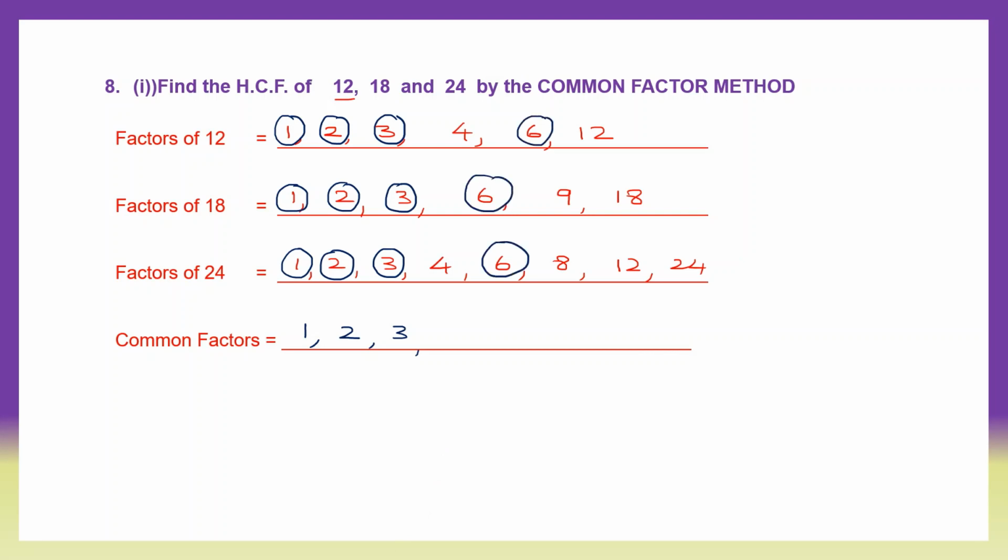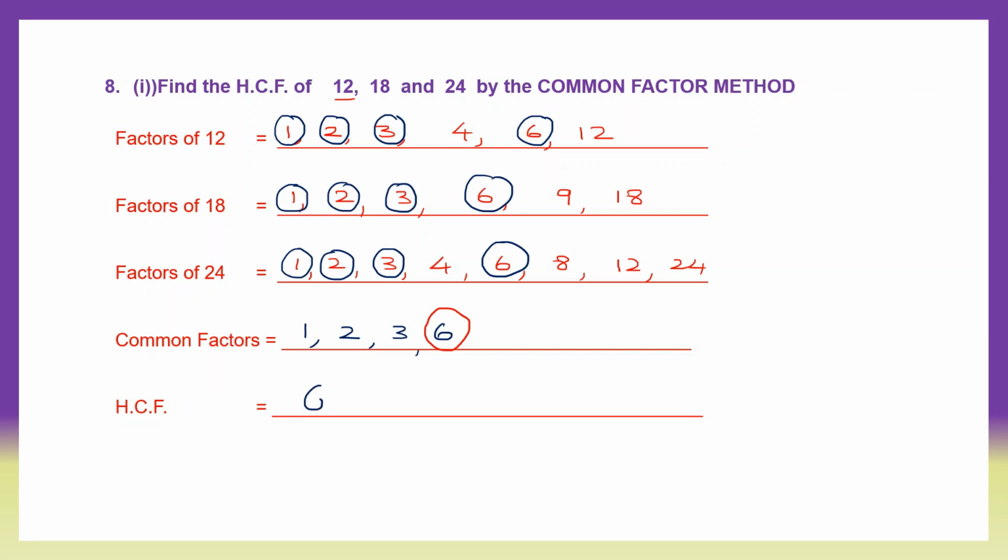Okay, so let me write down 6. Now, is there any other common factor? I have 12 and 12, but I don't have 12 in between. So 6 is the common factor here. So these are the common factors, 1, 2, 3, and 6. Now we have to pick out the highest common factor. So among these numbers, 1, 2, 3, and 6, the highest one is 6. So what is our HCF?